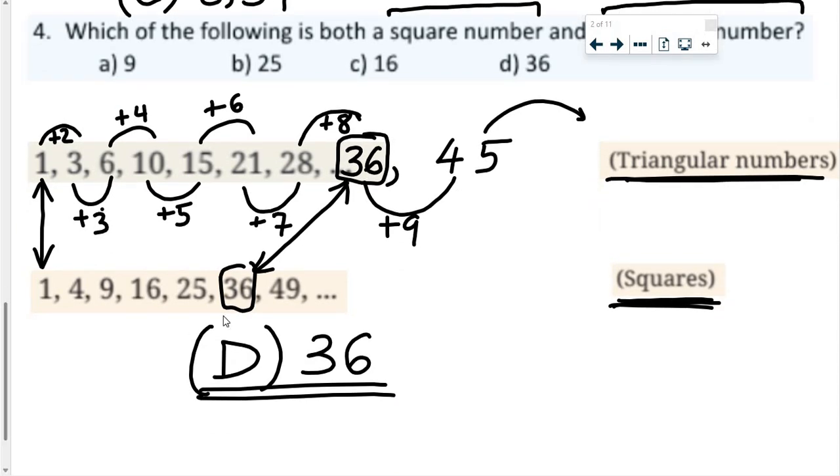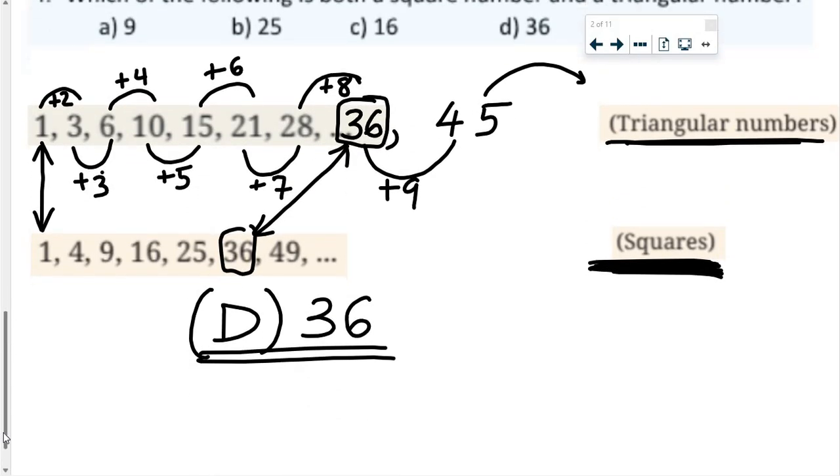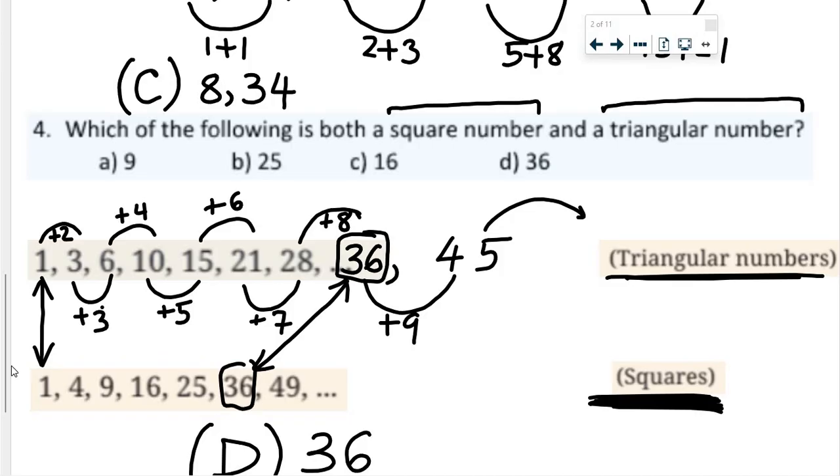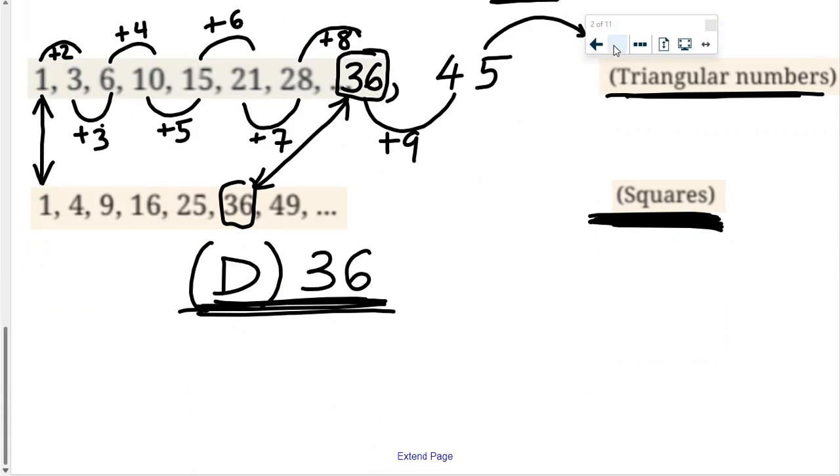Now, these square numbers, I will talk about square numbers later. But as for now, square numbers are 1, 4, 9, 16, 25, 36, 49, and so on. Even triangular numbers, I'm going to talk about later. But for the sake of this question, which says, which of the following is both a square number and a triangular number? 36 is a correct answer. And this is the way how we write the option. All right? Now, that is question number 4. Next question, number 5.